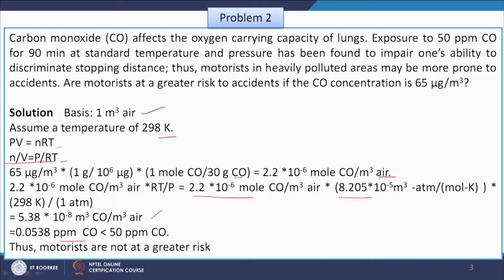Okay. So, this is what we are getting now. We have 50 ppm CO as the limiting concentration at which the impact will be visible, but here the concentration is 0.0538, which is less than the 50 ppm of the CO concentration. Thus, motorists are not at a greater risk. So, problem number 2 is solved. Now, we will see problem number 3.